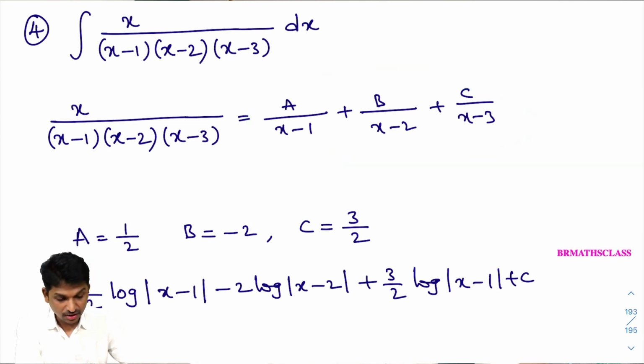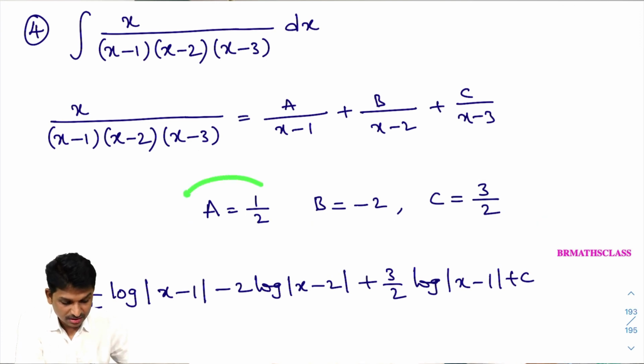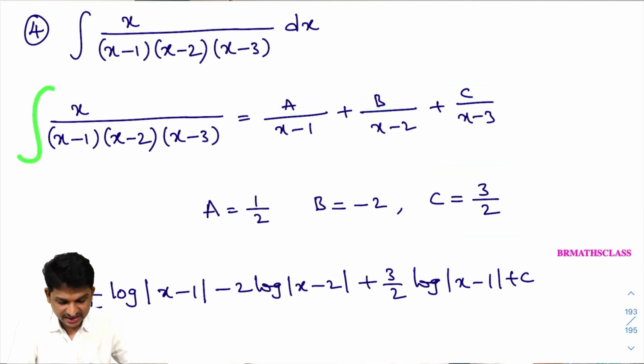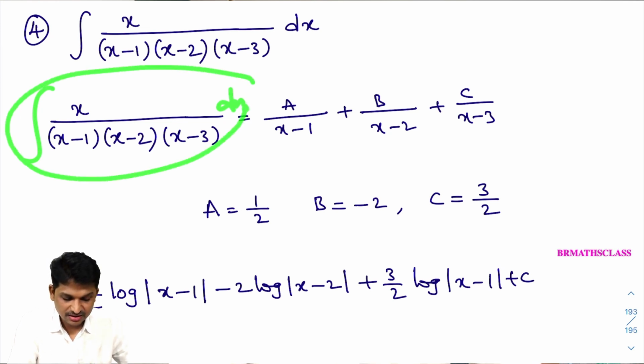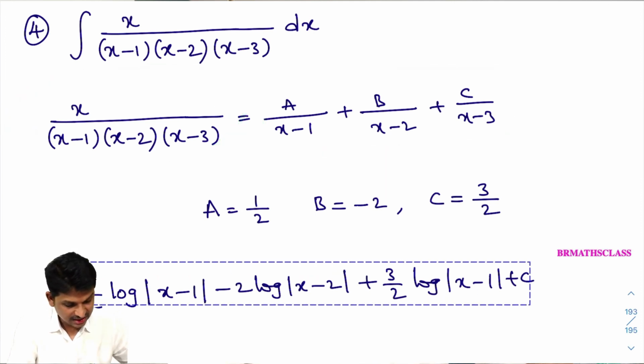Look here, I am writing the answer also. I have written a, b, c values here. You will get like this. If you want, you can take a screenshot of this and try this problem later. A is 1 by 2, b is minus 2, c is 3 by 2. A value, b value, c value, you will get like this. And then substitute a value, b value, c value. Integrating this expression is difficult. By using partial fractions, I have written it in this form. Now integrating this part is very easy. After integrating, you will get the answer like this.